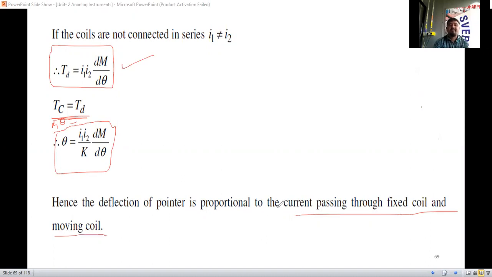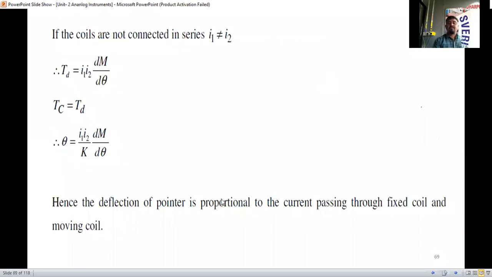Now it does not depend only on the current flowing through the fixed coil. It depends on both the fixed coil and moving coil currents. I1 is the current flowing through the fixed coil, I2 is the current flowing through the moving coil. So this angle of deflection θ depends on both the current passing through the fixed coil as well as the current passing through the moving coil. So it completes the torque equation of the EMMC instrument.